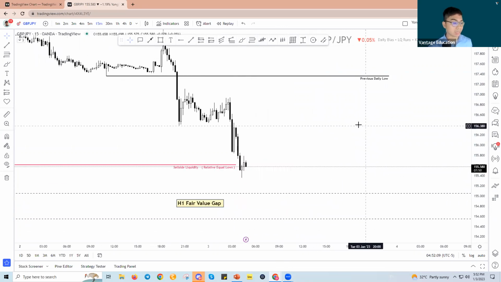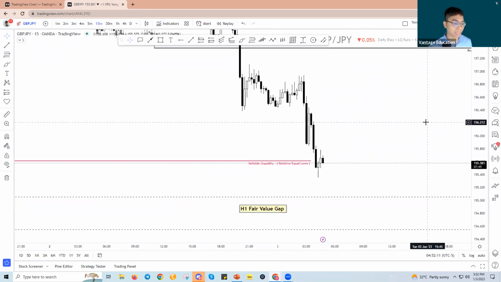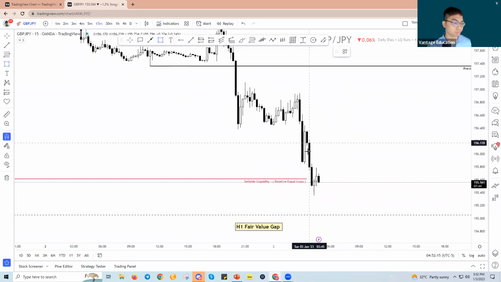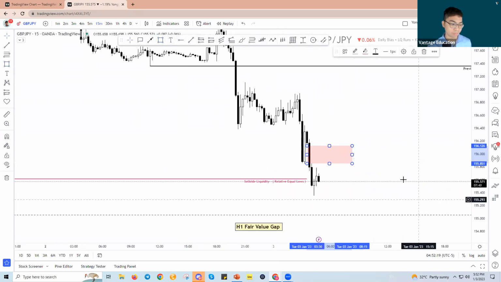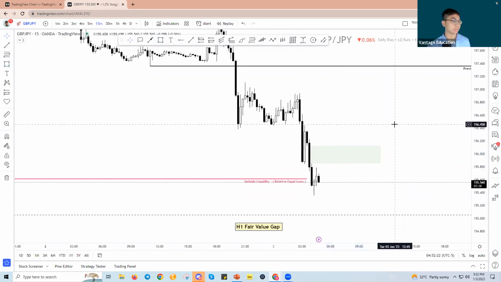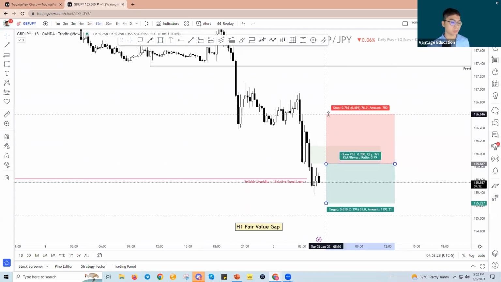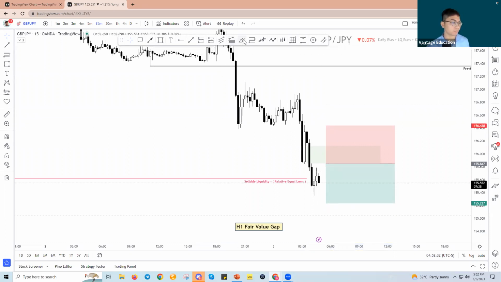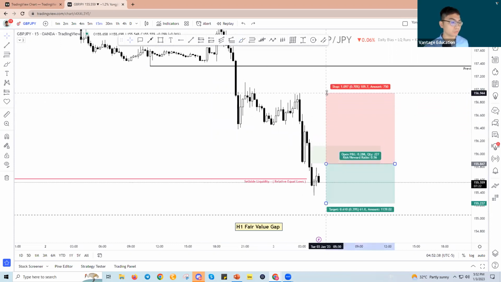Okay, maybe we can look for a possible pullback entry right here on the 15-minute chart. This gap right here. Fair value gap. This is a 15 minutes fair value gap. We can potentially look for a short. Potentially short right here, you know, stop loss above this previous swing high. This previous minor high right there. Possibly setting it right there.